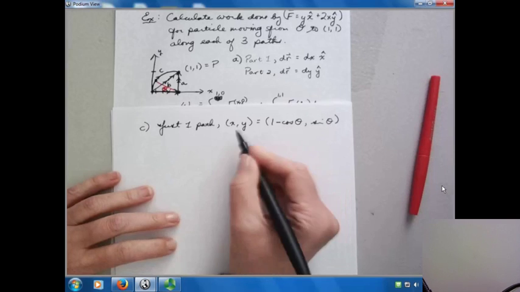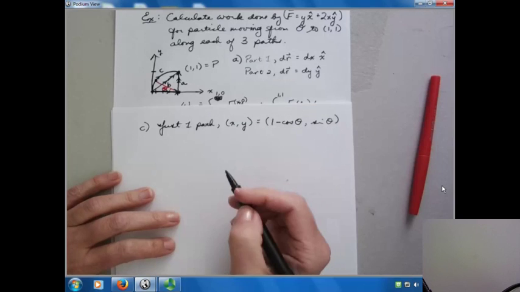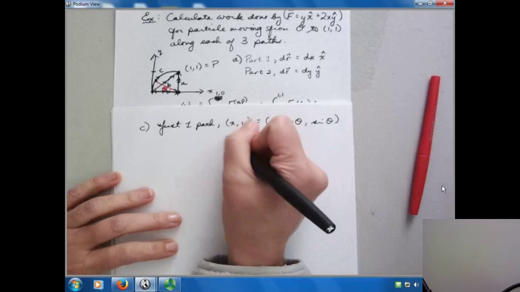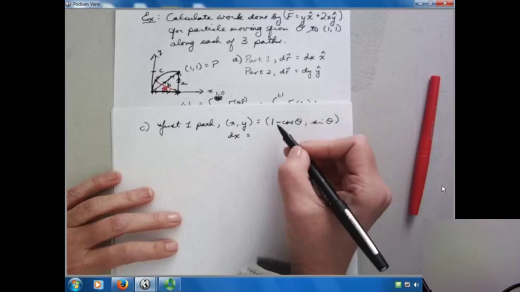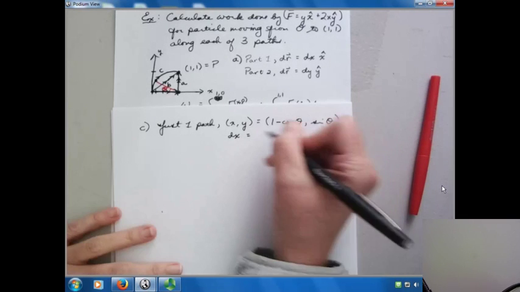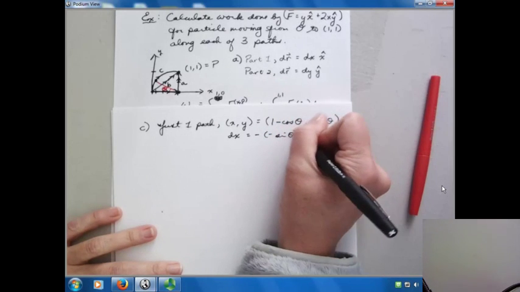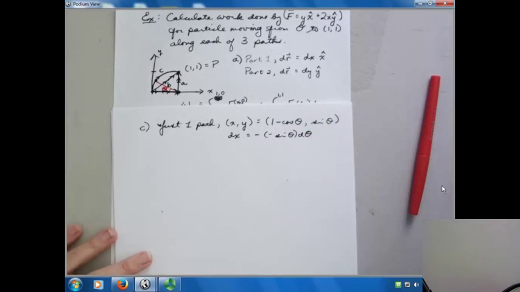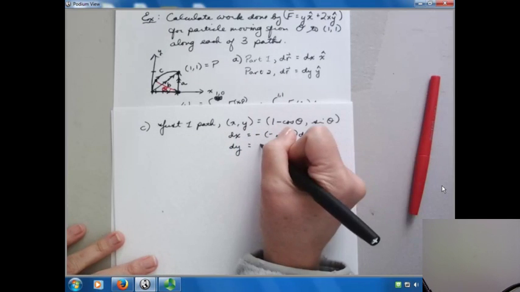In that case, I'm making a change of variables to a single variable, so I can just have a single variable integral along this path. Because in this case, my dx, where x is equal to 1 minus cosine theta, is equal to the derivative of the first term, which is a constant, so I get 0, minus the derivative of the second term, which would be minus sine theta d theta. So here I'm making a change of variables to this theta variable. And dy, similarly, will just be cosine theta d theta.